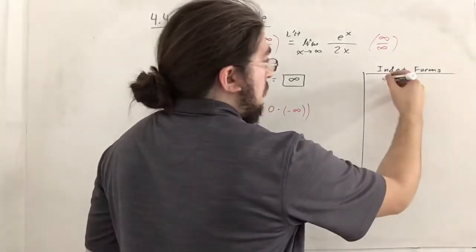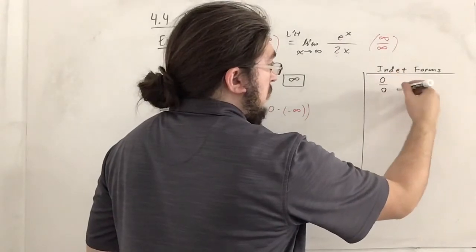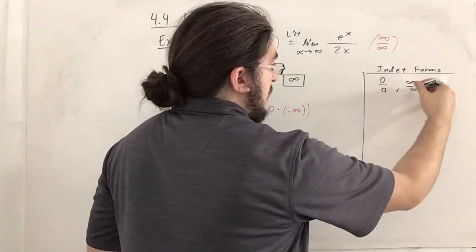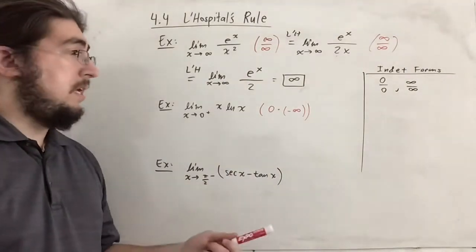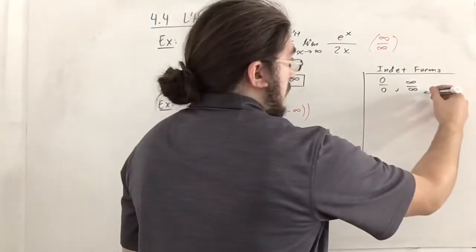So the forms we've seen are 0 over 0, infinity over infinity. By the way, when I'm writing infinity in these forms, it could be plus or minus infinity. So the next one we'll see is 0 times infinity.